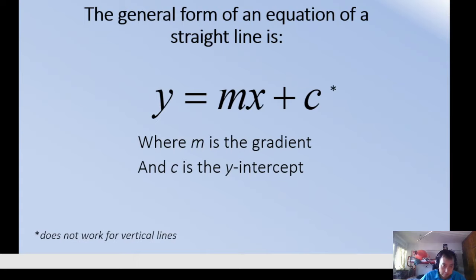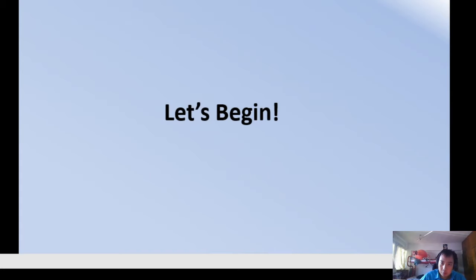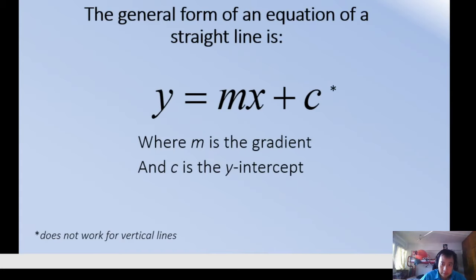Okay, so now this is my first question I'm going to post into the chat. y equals mx plus c is the gradient intercept form, but as you can see, there's a little disclaimer. It does not work for vertical lines. Maybe I'd like to open this up to the chat. Can anyone tell me why this formula will not work for vertical lines? I'll wait for chat to respond.